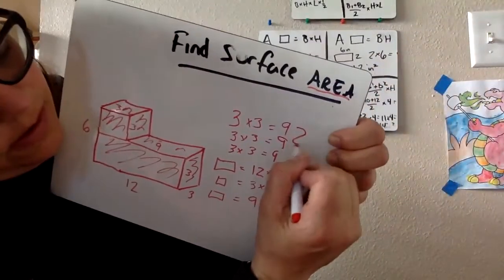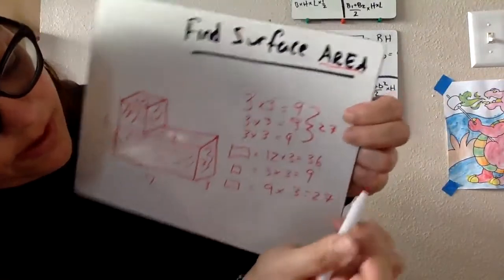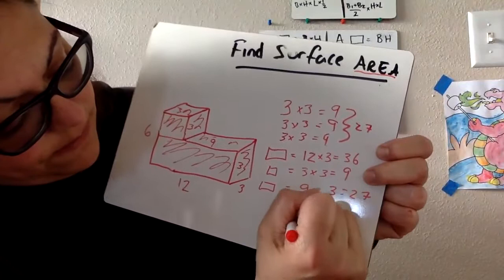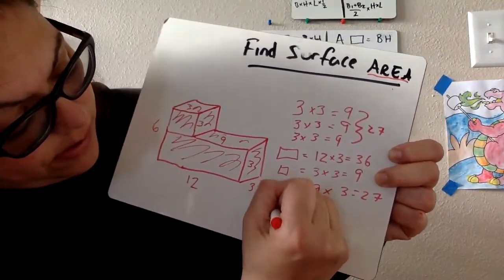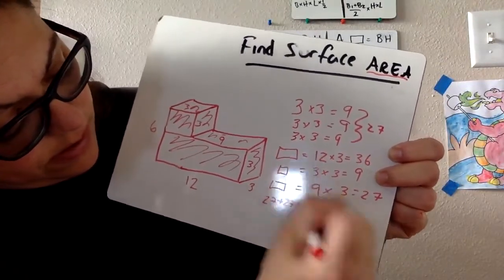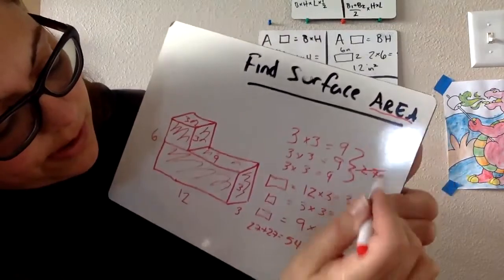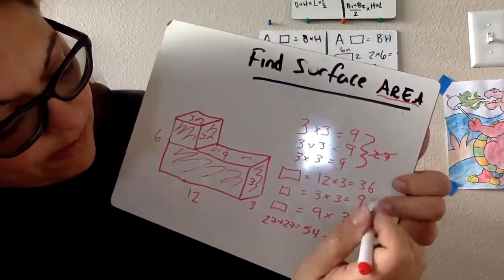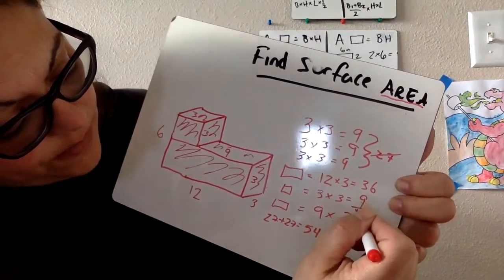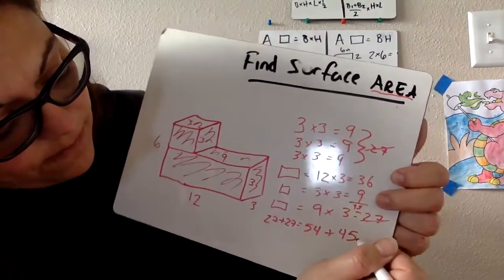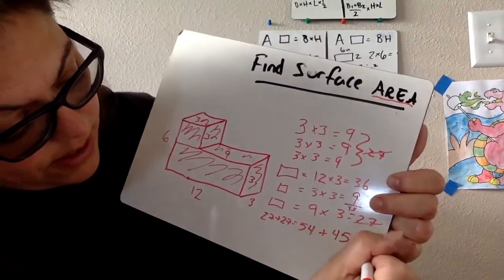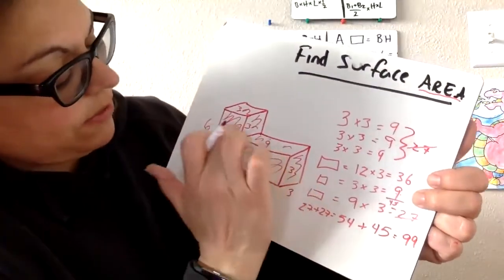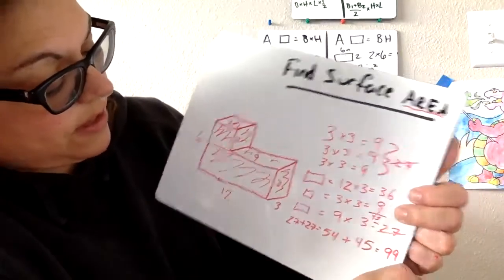So this here is 27. So we have 27 and 27. I got 54. 54 plus 45. That would be my 9 plus 36 is 45. And I get, what's there, 99. Are we done? No, because that's the surface area of everything we see.